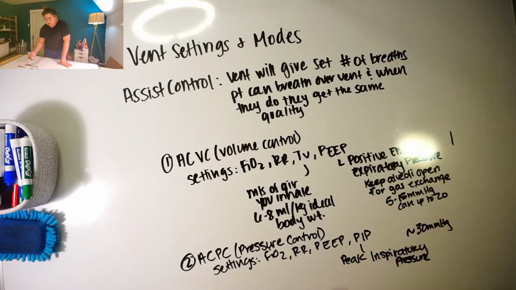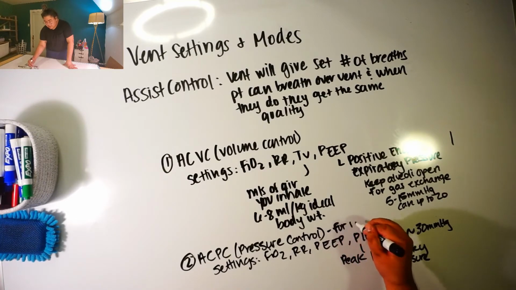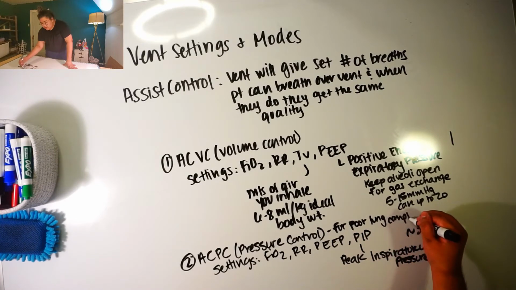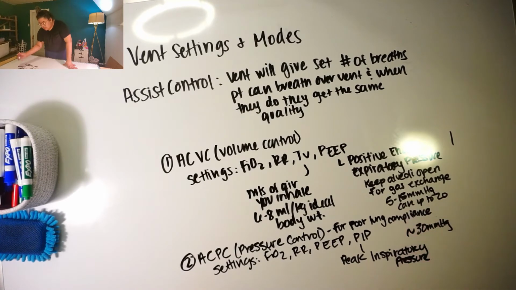So the patients who get assist control, pressure control, this is going to be for your poor compliance patients, your poor lung compliance. When you have poor lung compliance, basically the lungs aren't as stretchy. So if you give them even a tidal volume that is normal, like 450, that may be causing too much pressure up in their lungs. So somebody with a really bad ARDS, they're going to have poor lung compliance.